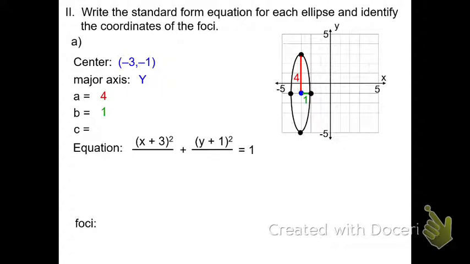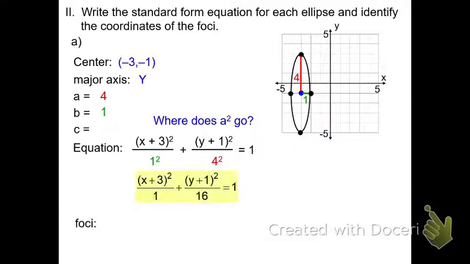But what about the denominators? Where does a squared go? A squared is going to go underneath the y value because this ellipse is more stretched vertically. The major axis is a vertical axis. Therefore, and again, remember it's not 4, it's going to be the a squared, which is going to be 4 squared. And underneath the x, we're going to have the b squared, which is going to be 1 squared. Rewriting this, we're going to get the quantity x plus 3 squared over 1, plus the quantity y plus 1 squared over 16 is equal to 1. And that's going to be the equation for this ellipse.